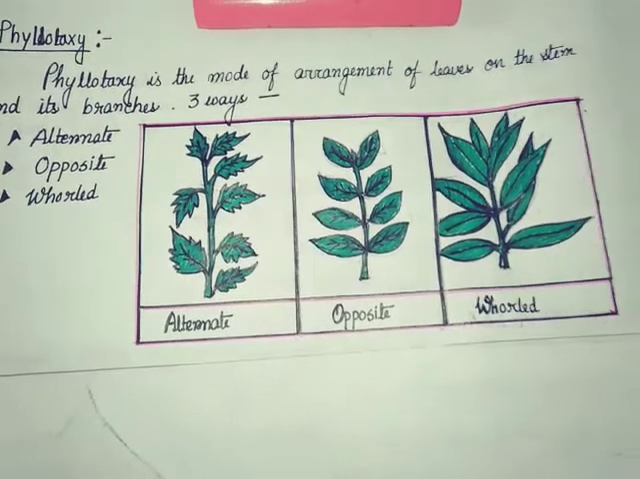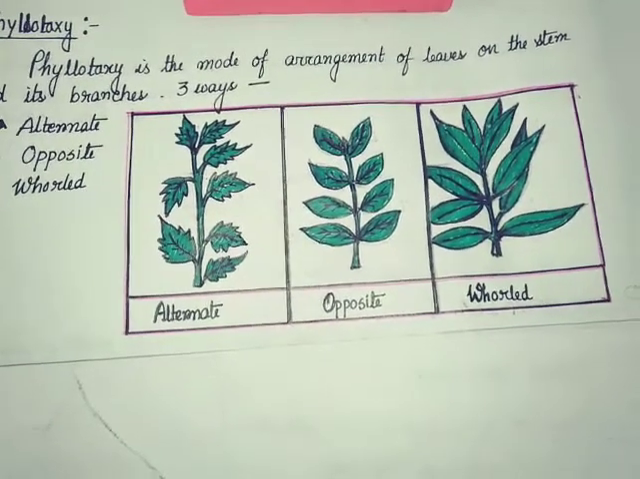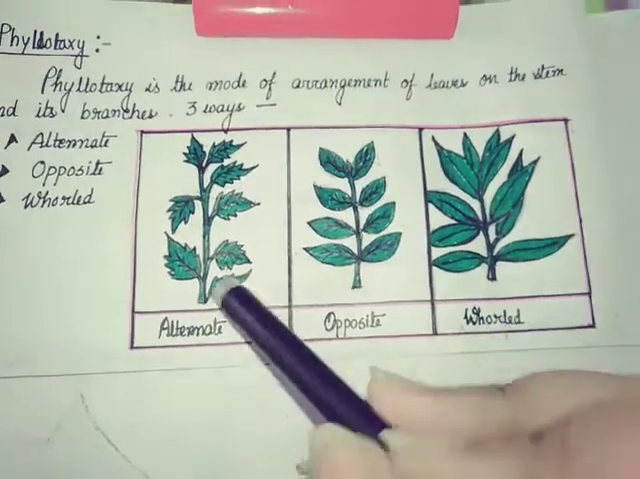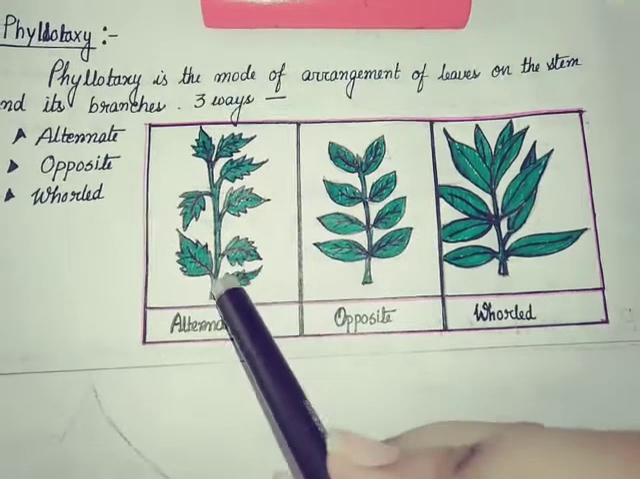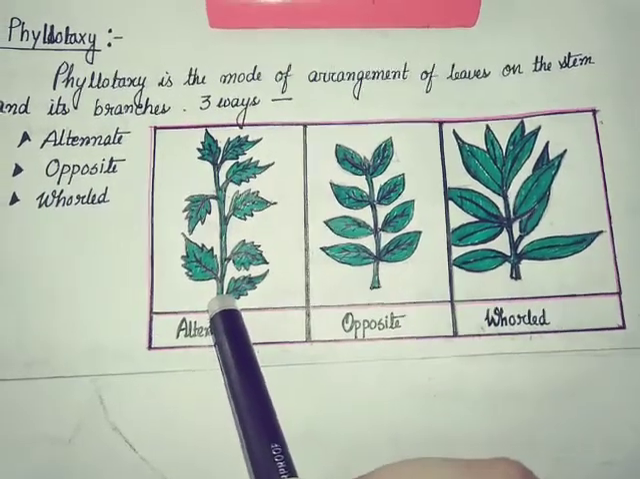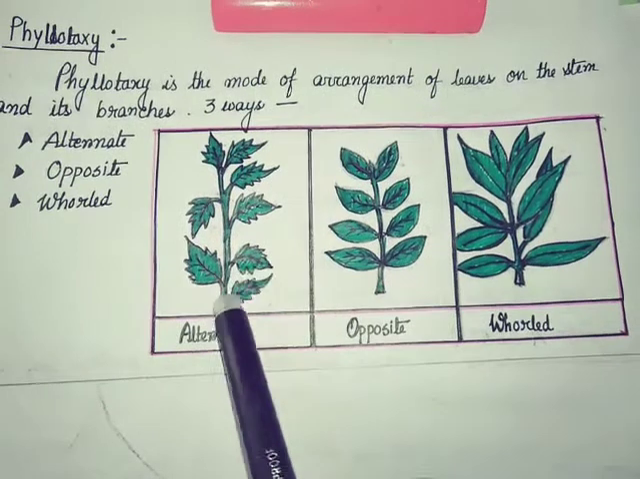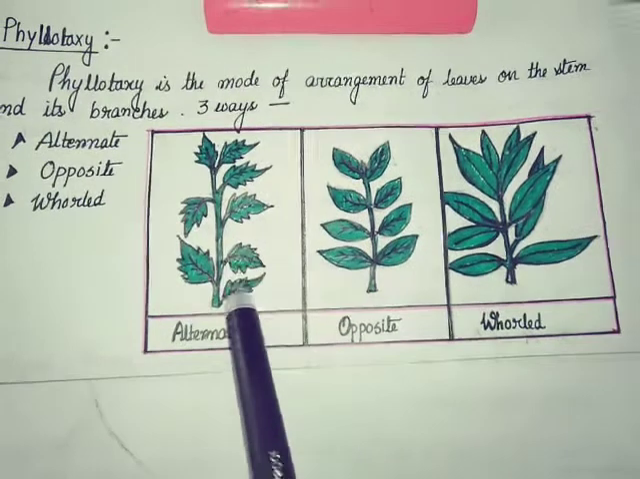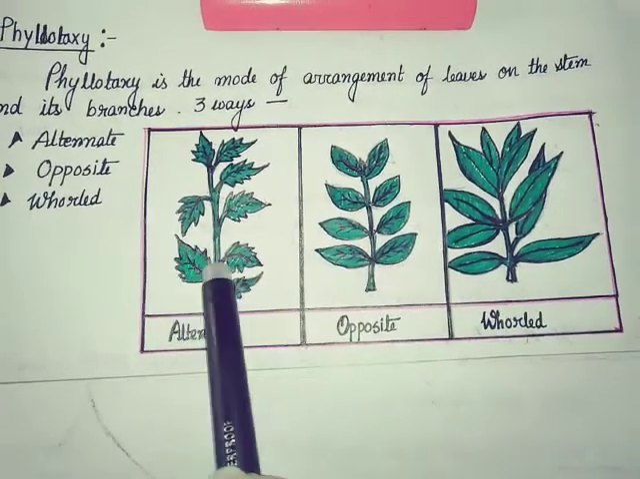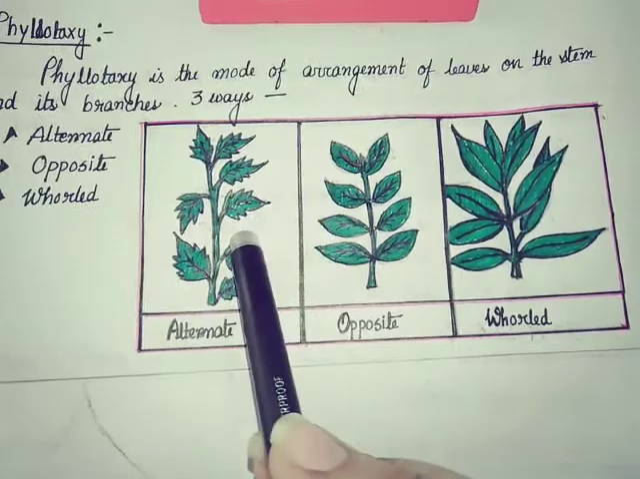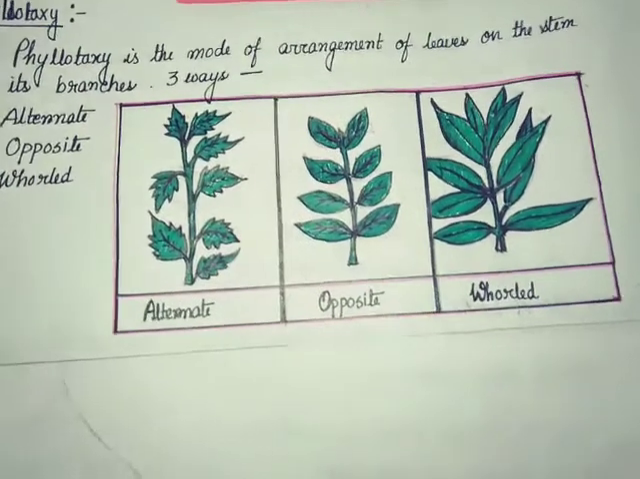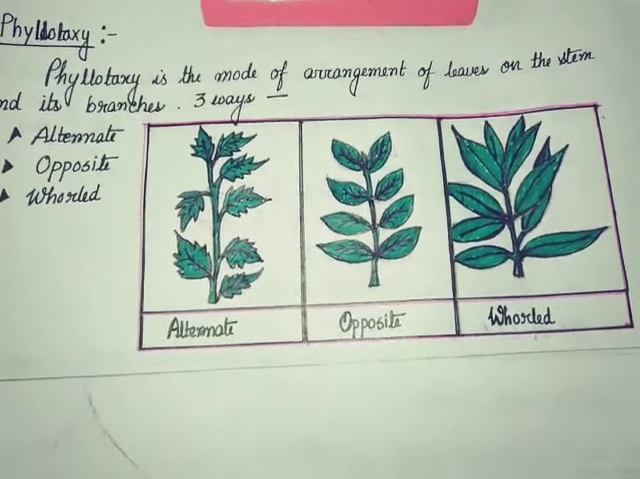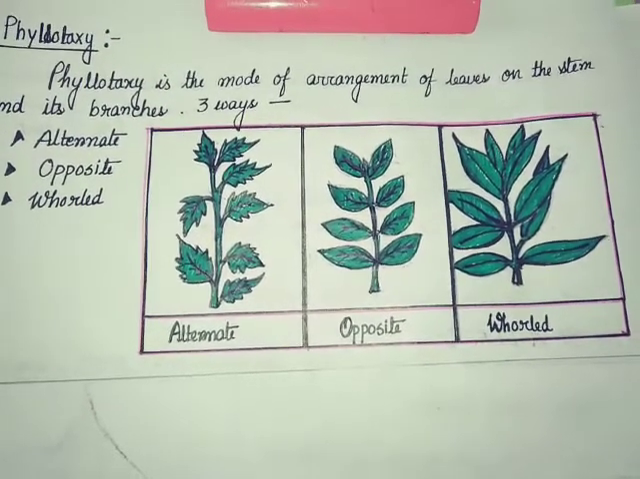So in alternate phyllotaxy, you see only one leaf is present at each node. Now what is a node? You know that the place from where the leaf is arising is the node. Now from each node one leaf is arising, that is alternate. Alternately, from this node one leaf, again from that node another leaf, again from another node another leaf, like this. It is called the alternate phyllotaxy. It can be found in China rose, mustard and sunflower.